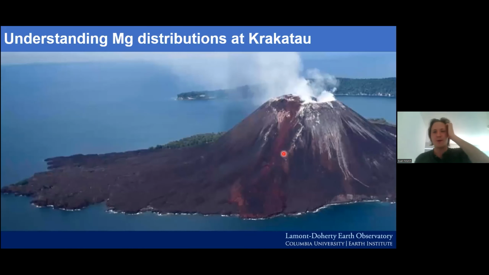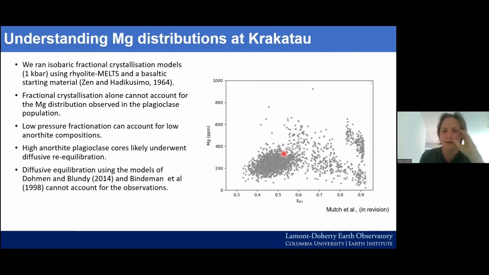Okay, so now let's just jump over to Krakatoa and take a closer look at this distribution, because I'm sure some people will be thinking, well, maybe fractional crystallization can produce this kind of kink in behavior rather than, say, diffusive reequilibration governed by the partitioning coefficients. And so what we did was we ran some isobaric fractional crystallization models.